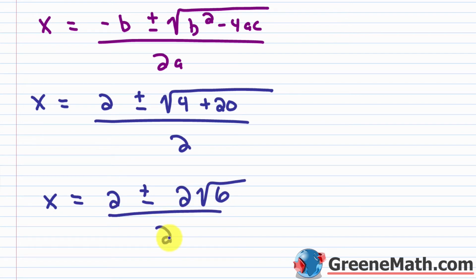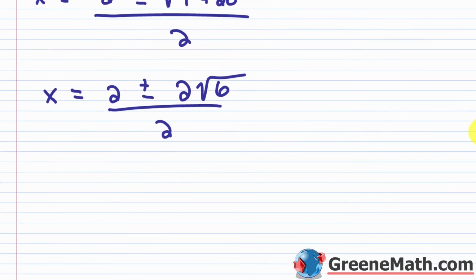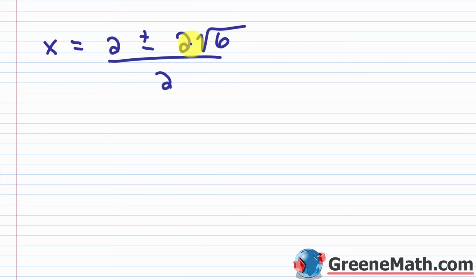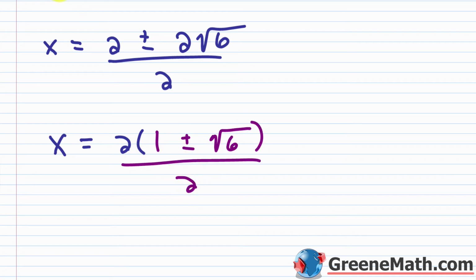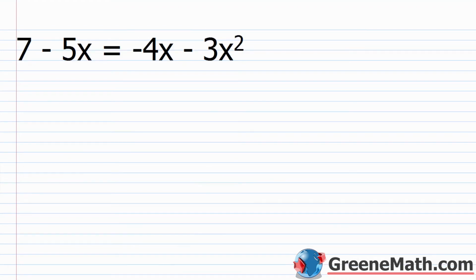Now, you could leave it like this, but you want to always simplify if you can. You want to think about the fact that you have a 2 here, a 2 here, and a 2 here. So really what I could say is x is equal to, factor out the 2 from the numerator, you would have 1 plus or minus the square root of 6 over 2. This guy would cancel with this guy, and I would have that x is equal to 1 plus or minus the square root of 6. And again, this is two different solutions. This is x equals 1 plus the square root of 6, and also x equals 1 minus the square root of 6. All right, let's look at another one.